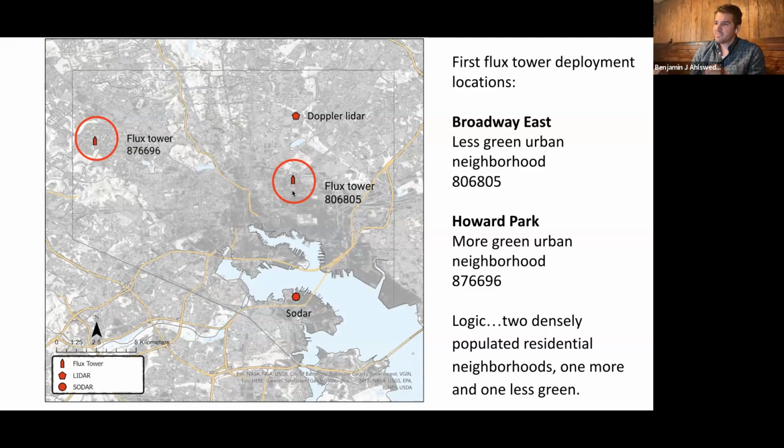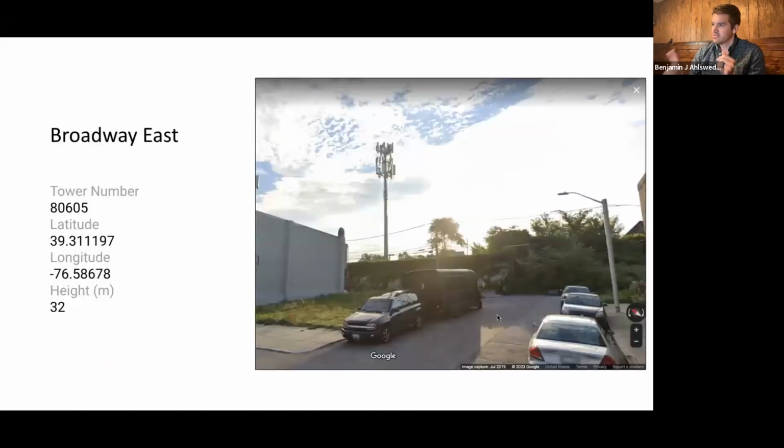These are two densely populated areas, one of which has a lot more green space than the other one, and trees in particular. And I think I have some pictures coming up next of what these are going to look like. Great. So this is Broadway East. We're mounting these on existing cell phone towers rather than constructing our own towers, which is a little more space and cost efficient. So this is an image courtesy of Google Maps.